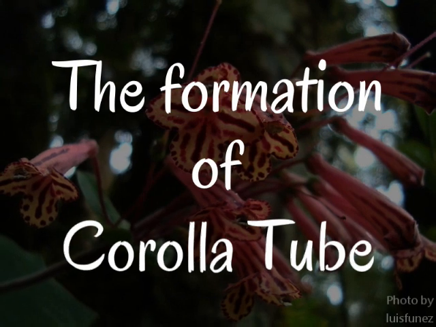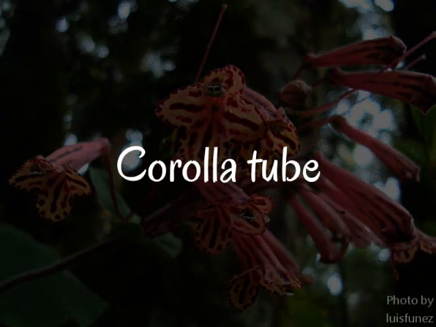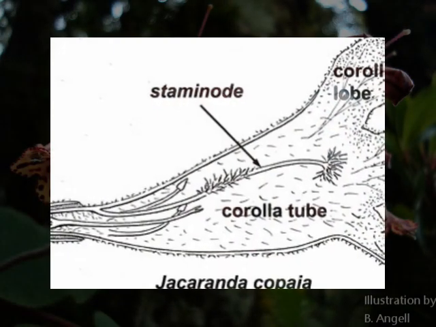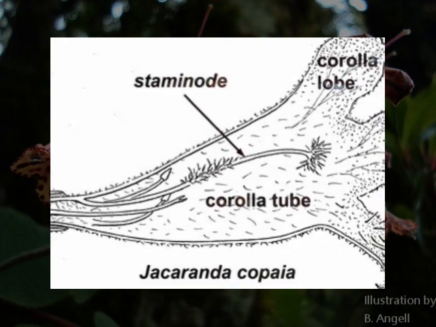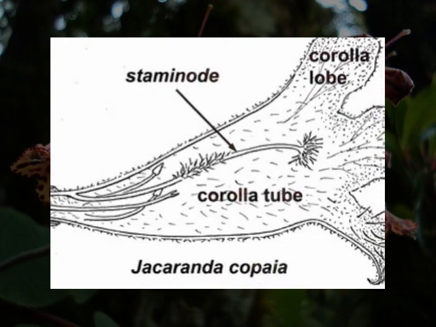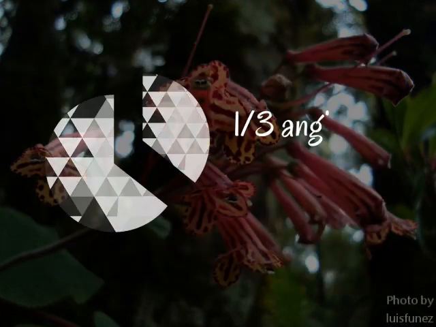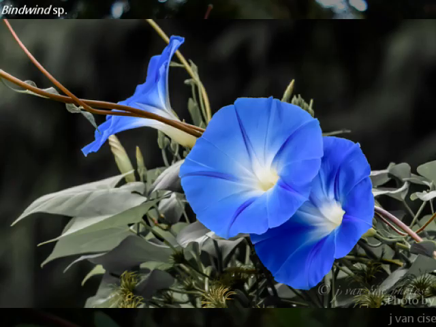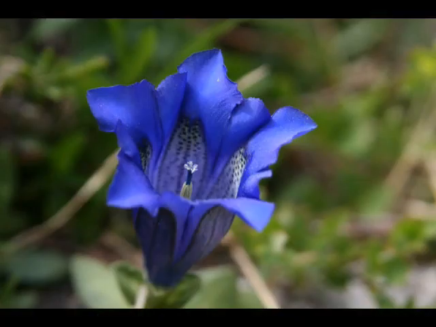The topic I'm going to share with you today is the formation mechanism of corolla tube. What is the corolla tube? The corolla tube is a tubular structure among flowers composed of fused petals, which includes the nectaries and other reproductive organs. Over 1/3 of angiosperm species have flowers with corolla tubes, including Syzygium, Convolvulus, and Corinthia. This is a common flower structure among angiosperms.